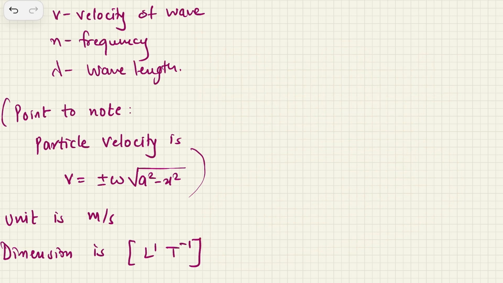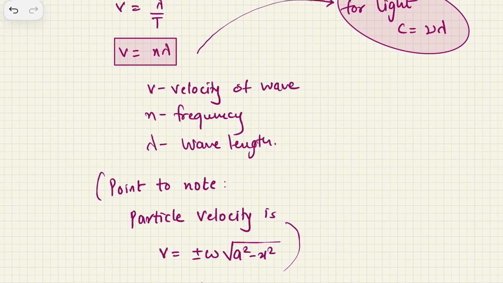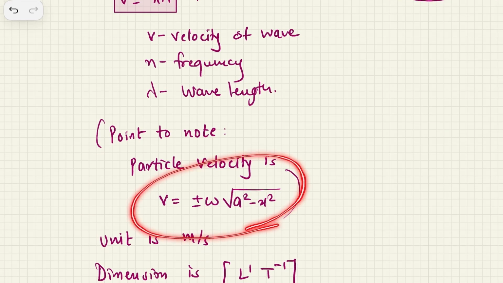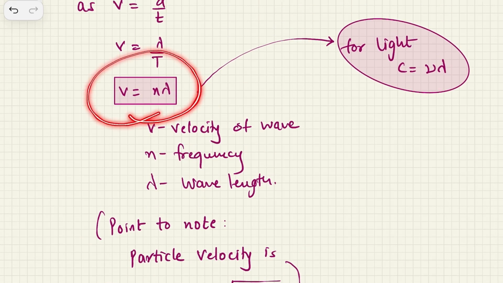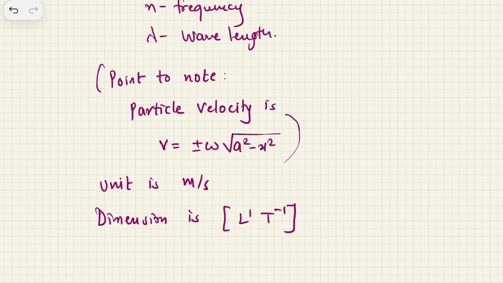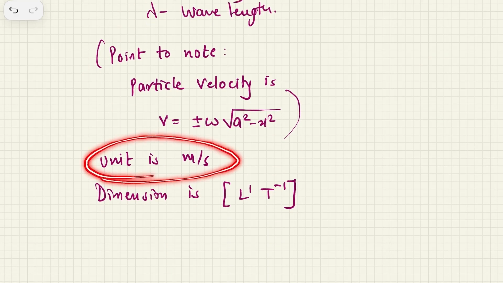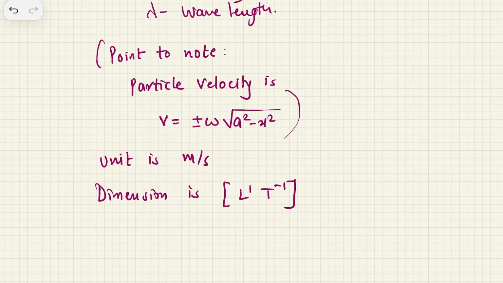That's the reason I have mentioned here itself, whenever in the question you have wave velocity, use v is equal to n lambda, and whenever it is for particle velocity, you should be using this formula. Also note that this formula is applicable to transverse or longitudinal waves both. It's a general formula. Lastly, the unit of velocity is meter per second, and the dimension is L1 T minus 1.